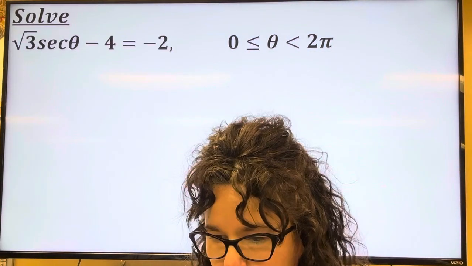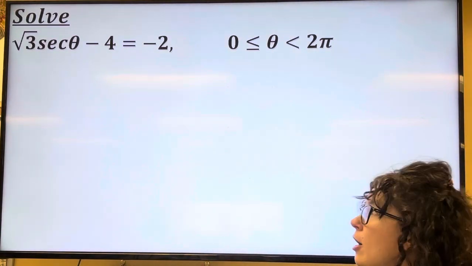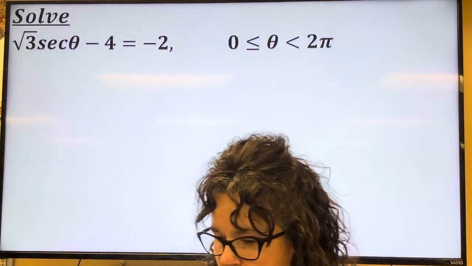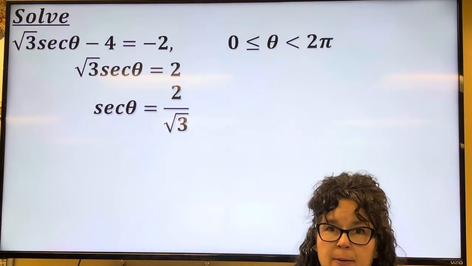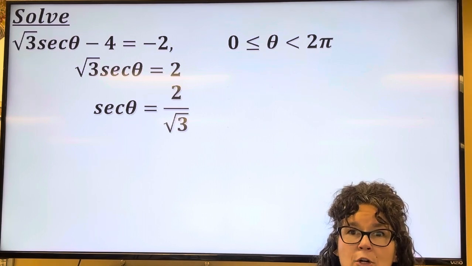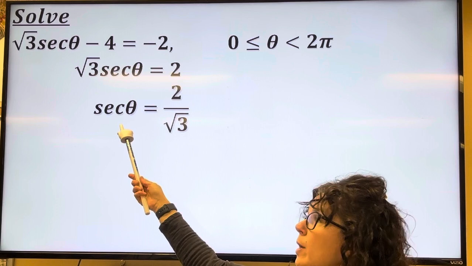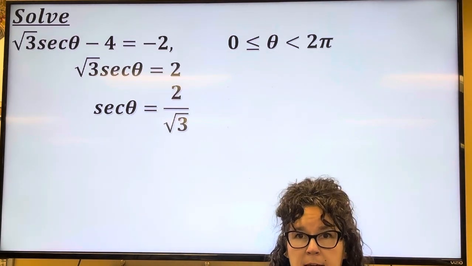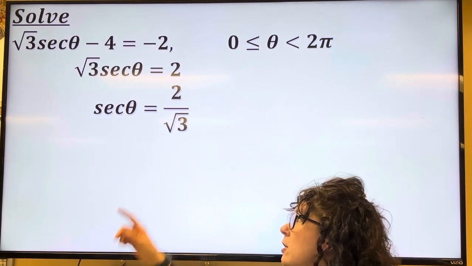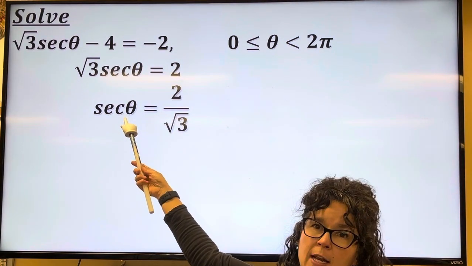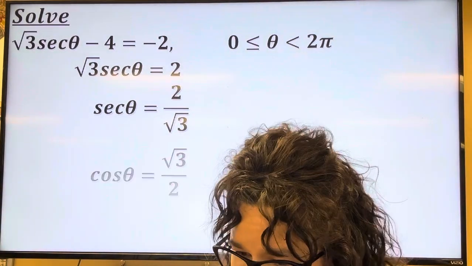So here's an example of that. I have the secant of theta. I'm going to start off by getting the secant of theta by itself by adding 4 to both sides and then dividing by the square root of 3. Now I don't prefer to work with secant, cosecant, or cotangent, so I can quickly turn secant into cosine because the reciprocal function of secant is cosine. So I'm going to say this is cosine of theta by setting this equal to the reciprocal.